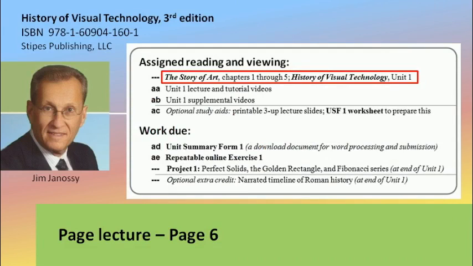I've expanded it here. Notice the red box is around the Story of Art, chapters 1 through 5. That's the intended reading. Story of Art is a textbook by Ernst Gombrich, and the course website gives you information about how to get that from the bookstore or from Amazon or from Barnes & Noble. It's a very reasonably priced book that has several hundred color illustrations in it. It's really well worth the money, and it costs about $25.